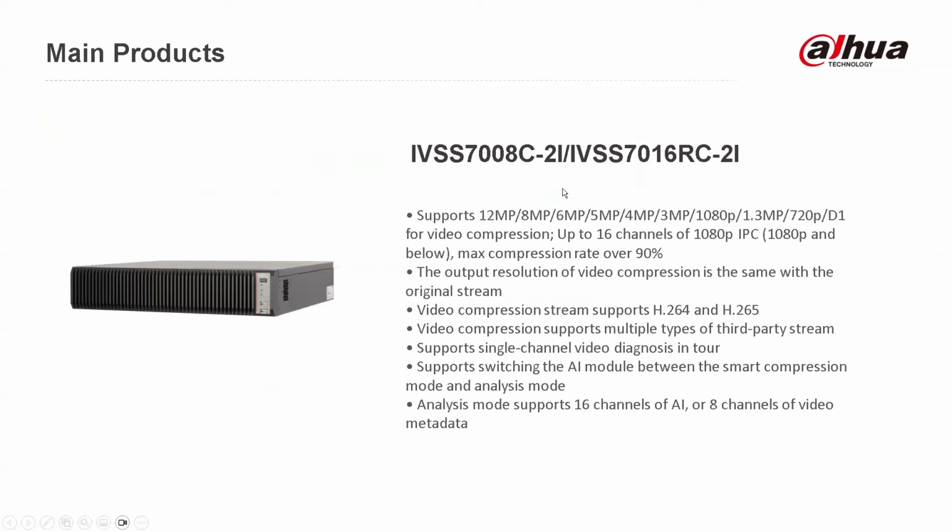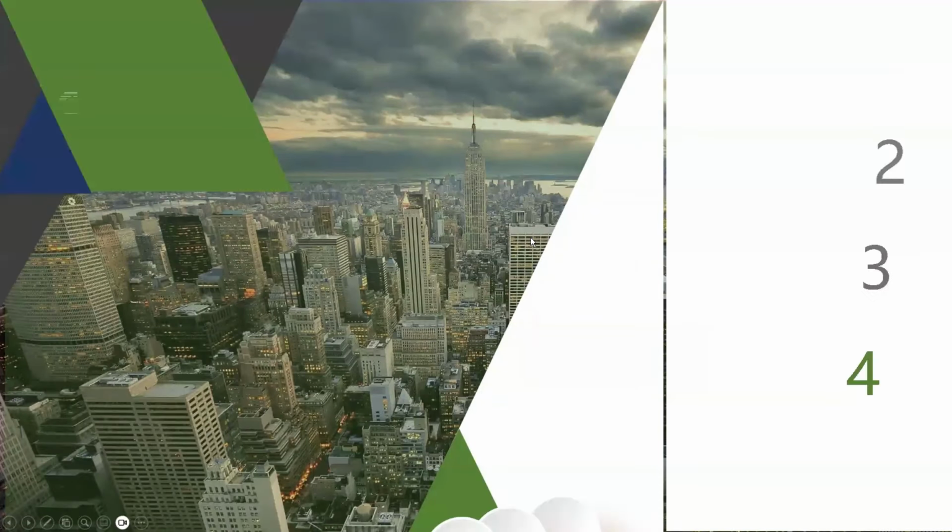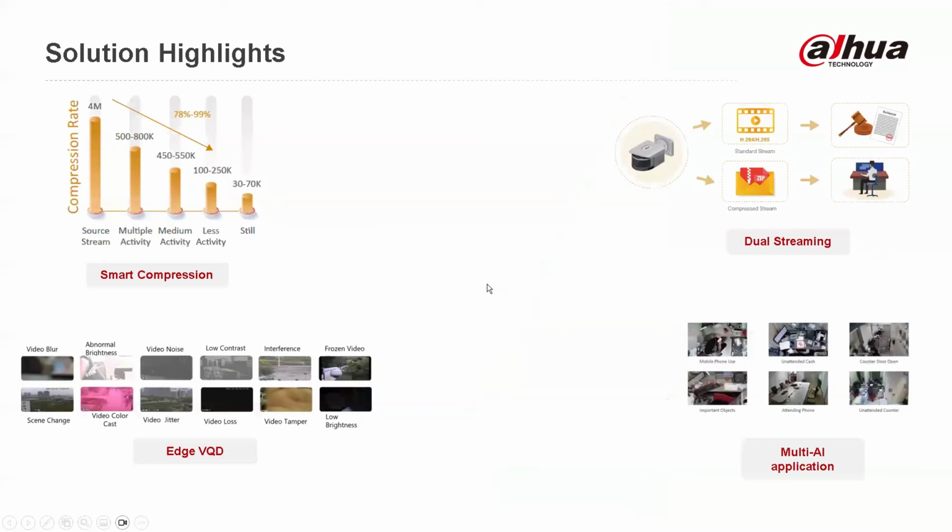So this is the main product that you get for QLIN compression. It's IVSA 7008C and AVSA 701, but it has 2I at the end. So it's specifically designed for this kind of solution. Then let's look at the highlights.